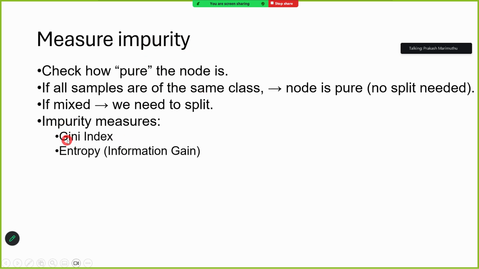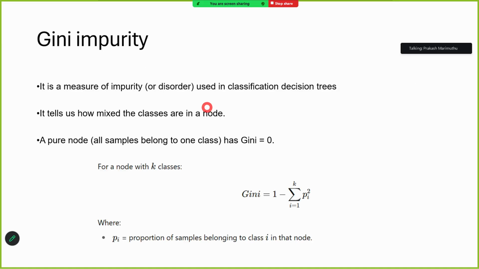One is the Gini index, very famously used. Another is entropy. For today's class and demo, I'm going to show you Gini impurity. These are small things that we need to know before we actually go into the problem.